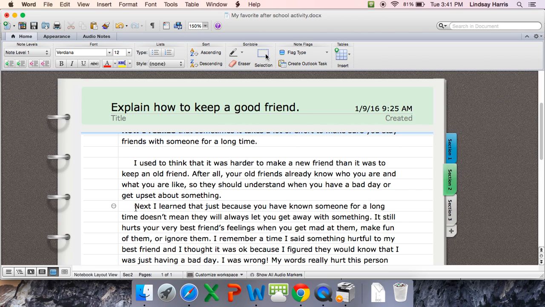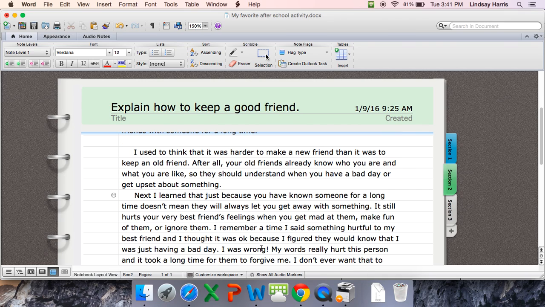So I'm talking about my "next I learned" part. So, "Next I learned that just because you've known someone for a long time doesn't mean they will always let you get away with something. It still hurts your very best friend's feelings when you get mad at them, make fun of them, or ignore them." So I listed 3 things there. Then I pitched forward my sentence. "I remember a time I said something hurtful to my best friend, and I thought it was okay because I figured they would know that I was just having a bad day. I was wrong." So I'm thinking back to a memory and describing it.